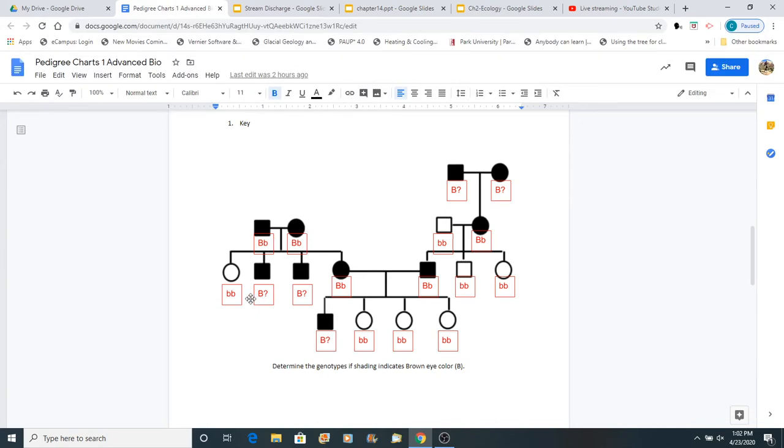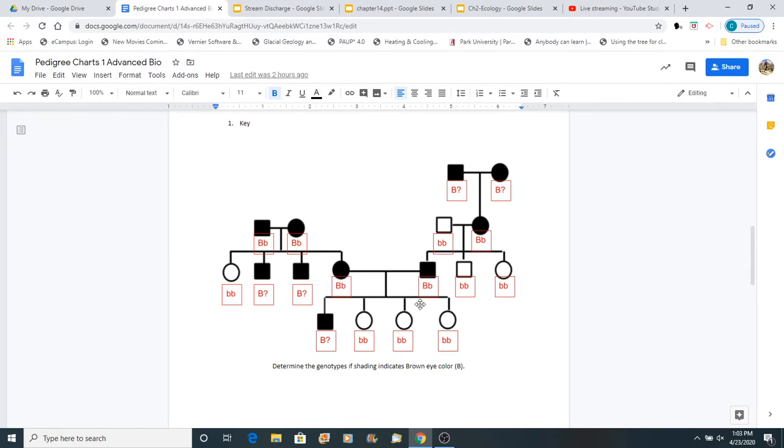Or dad donated the big B and mom the little b. So we don't really know what's going on with these two individuals as of right now. Now, if they had children later on, we could figure this out no problem. All right, so as we move on down, what about this one? How do we know it's big B, little b?